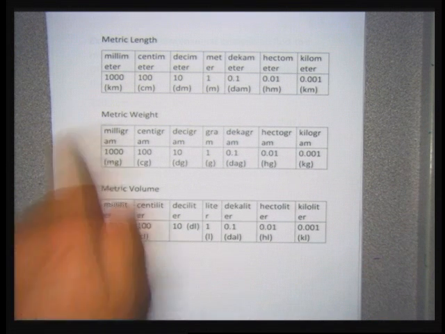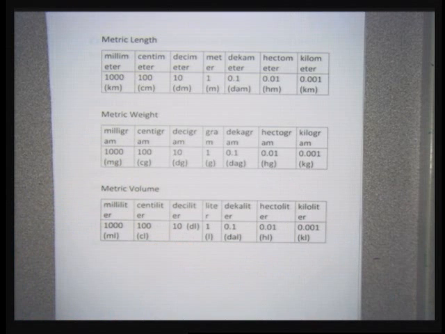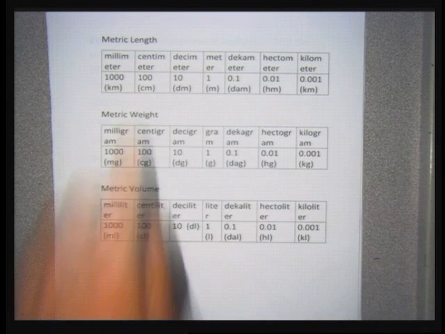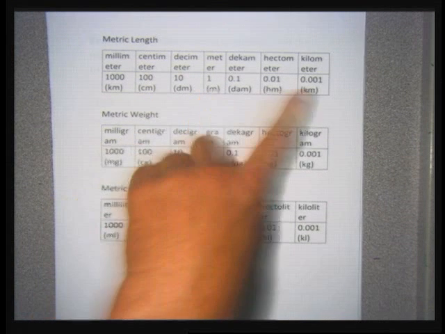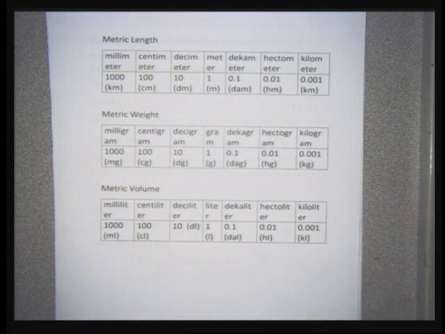I have all the abbreviations just in case you don't know the abbreviations in the metric. So centimeters you probably know, meters you probably know, kilometers you probably know, but you might not know all of these. And again, you don't have to have any of these memorized. You just have to be able to use the information contained in this chart to convert from one unit to another.